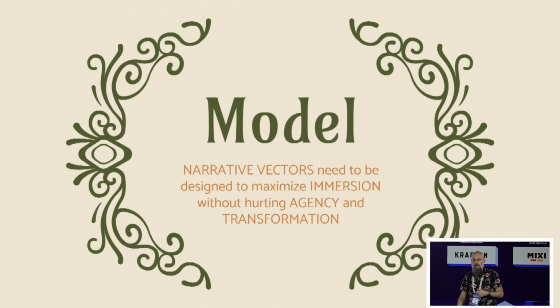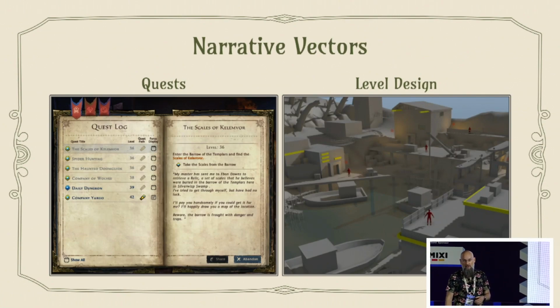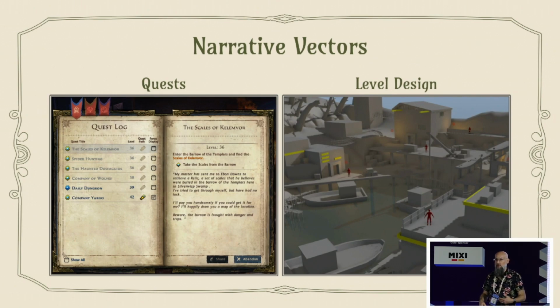This is basically the model to solve the problem, is that we need to design our narrative vectors to maximize the immersion without hurting the agency and the transformation, right? This is a conflict that we have, and narrative vectors I'll describe next, and you'll see why that is a good solution to this problem. So a narrative vector is basically motivation for a player to engage in part of the story, and in turn, we can then deliver assets to them. We can deliver content as part of them engaging with this narrative vector.